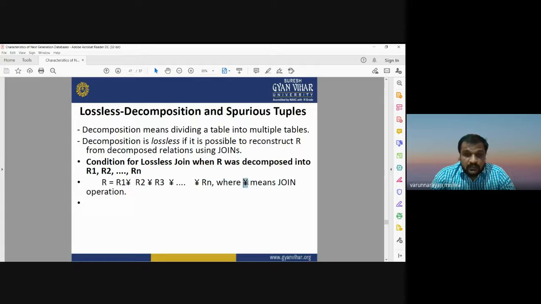where this symbol means join operation. So this symbol shows that the tables obtained by dividing the main table R into different tables have some join operation.